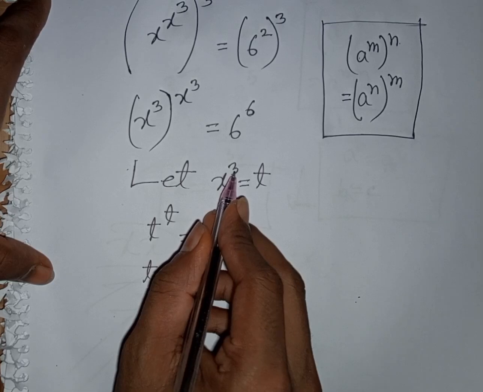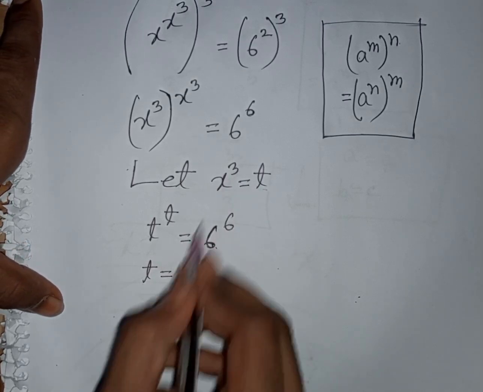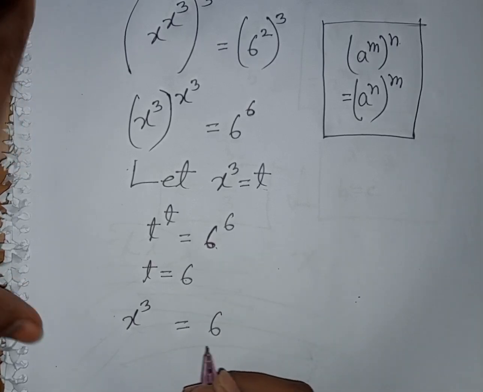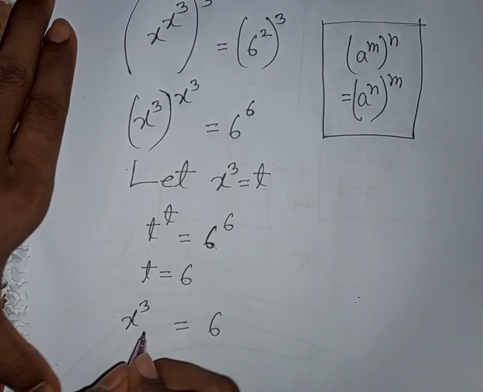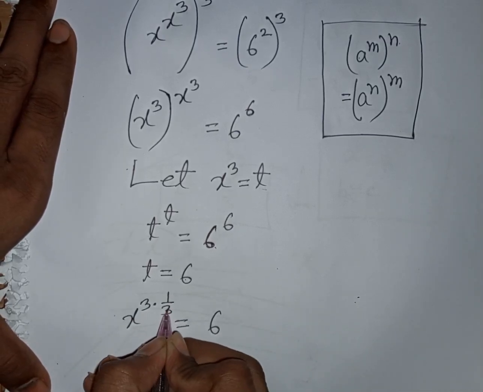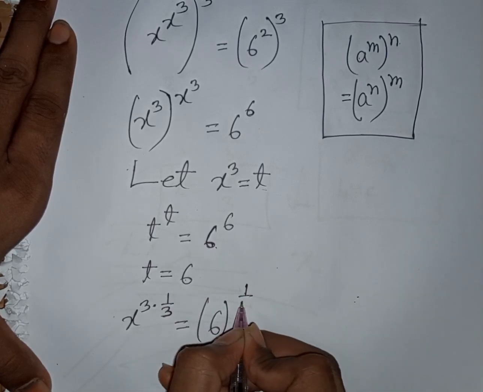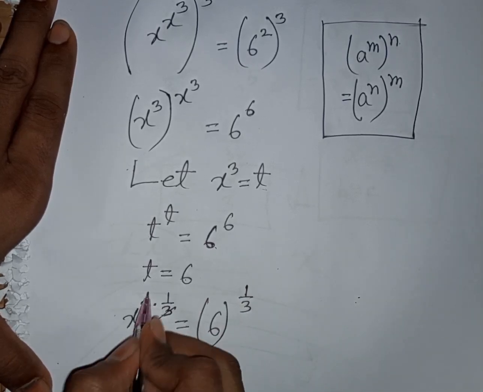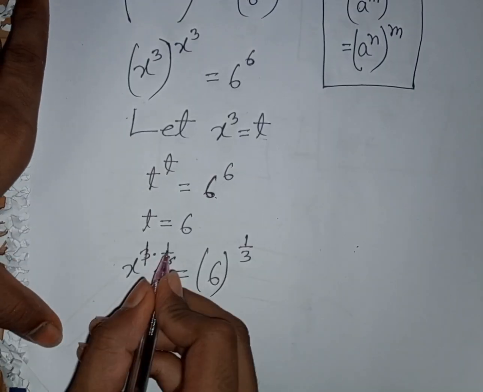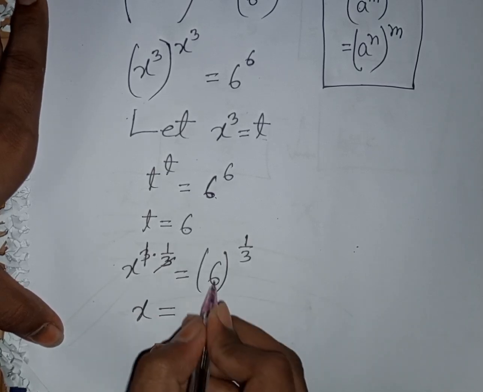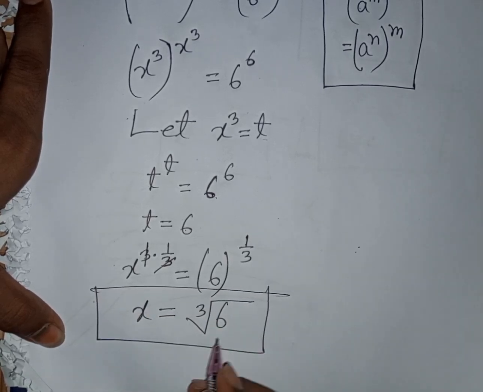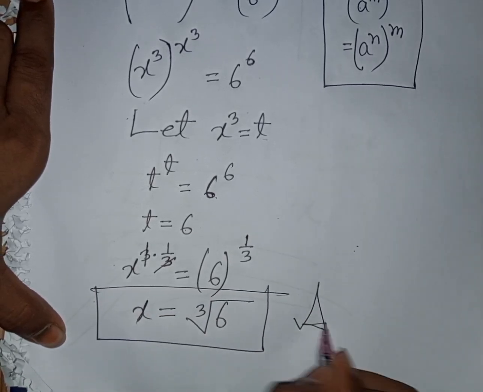But remember that x^3 is substituted by t. So, t, that means x^3 is equal to 6. Now, we need the value of x. So, we raise both sides to the power of 1/3. Now, this 3 will be cancelled. So, we have x^1, which is x, is equal to 6^(1/3), which can be written as the cube root of 6. So, cube root of 6, this is the value of x. So, this is our final answer.